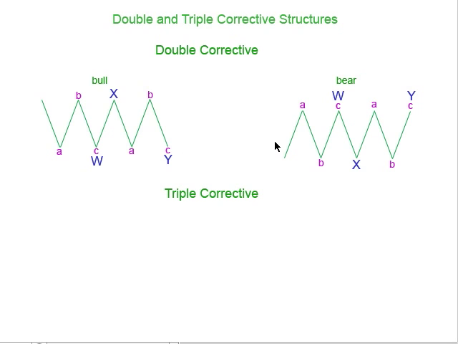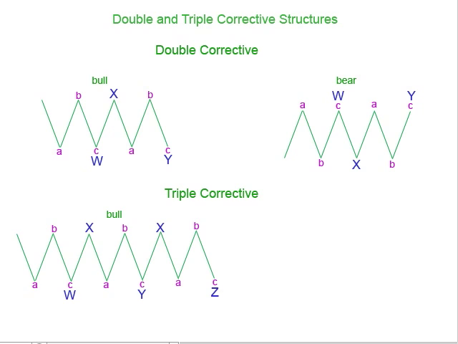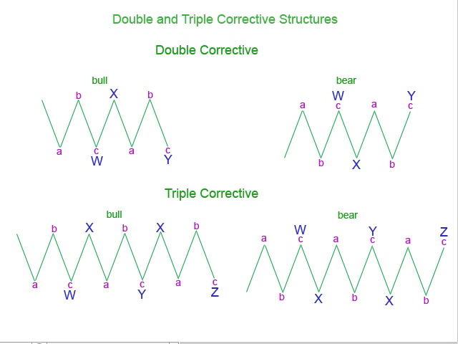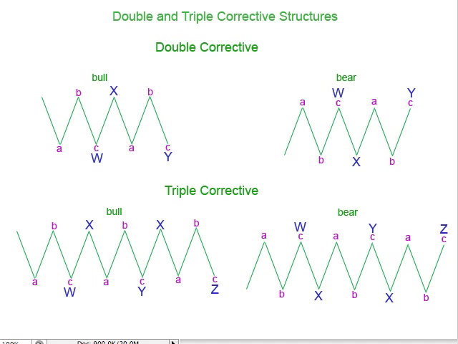Likewise, in a bear market, price is moving down. The correction begins with ABC for W, joined by X, ABC for Y. Here's a triple corrective for a bull market and a bear market. Triples are a 3 joined by an X, a second 3 called Y joined by an X, a third 3 labelled Z. Triple corrective structures are rare, whereas double corrective structures are much more common.